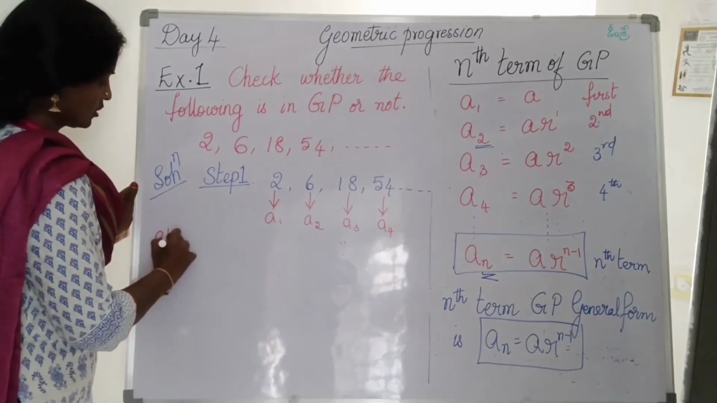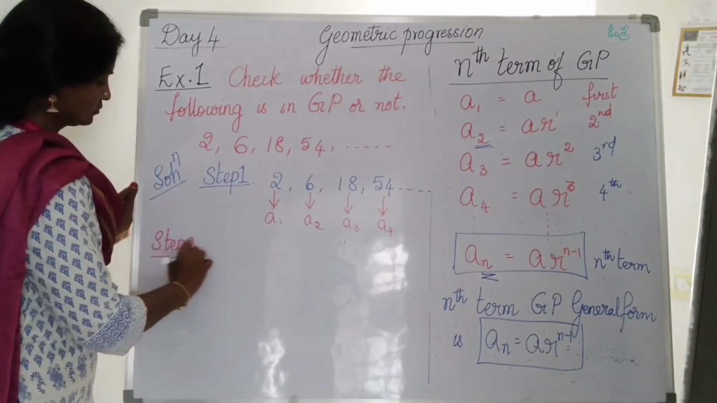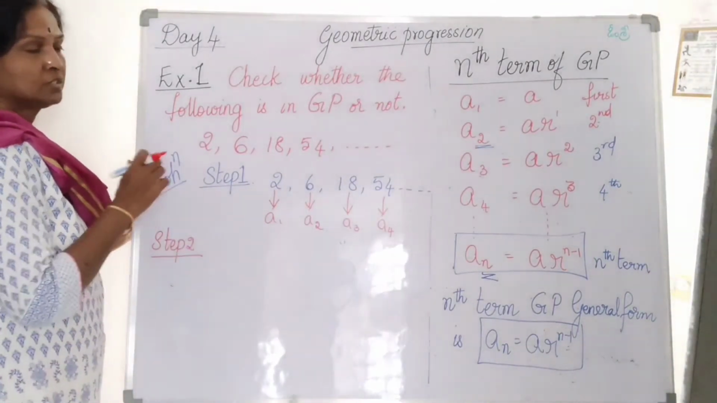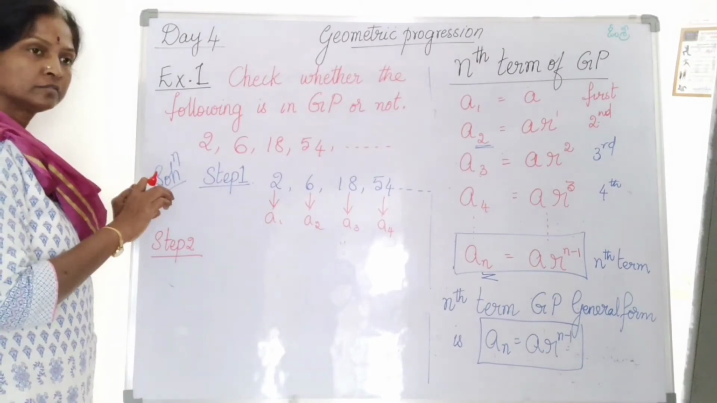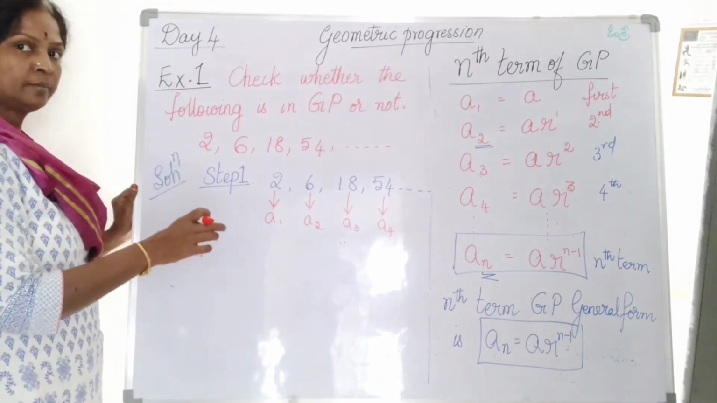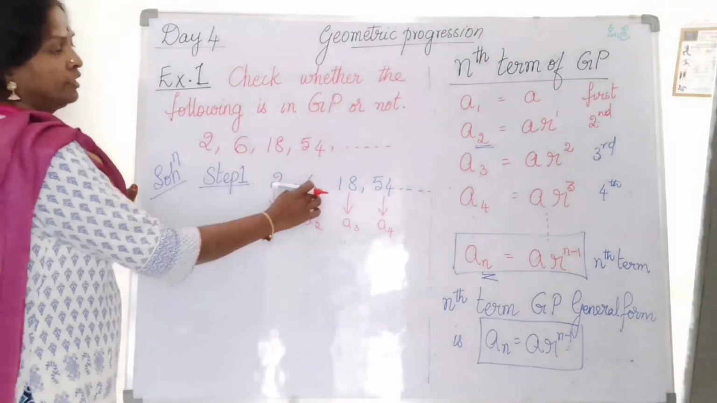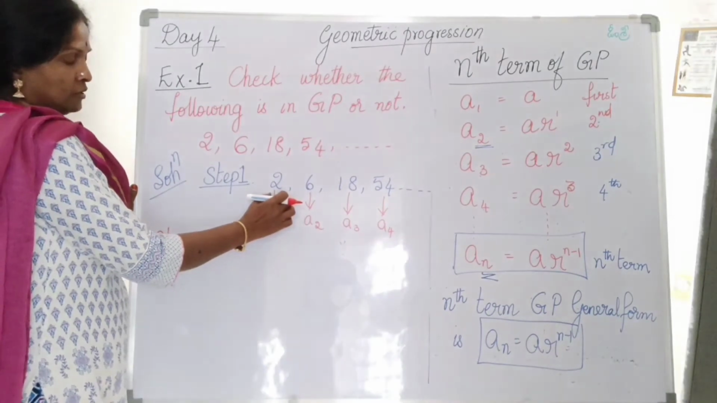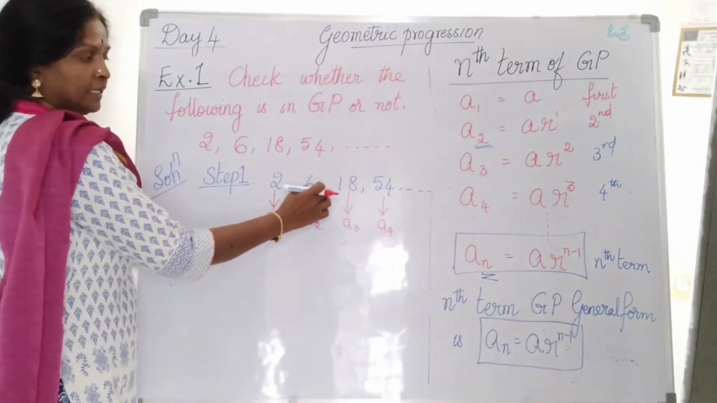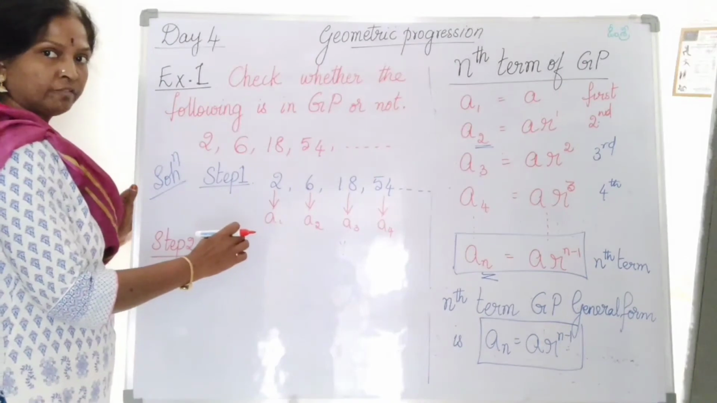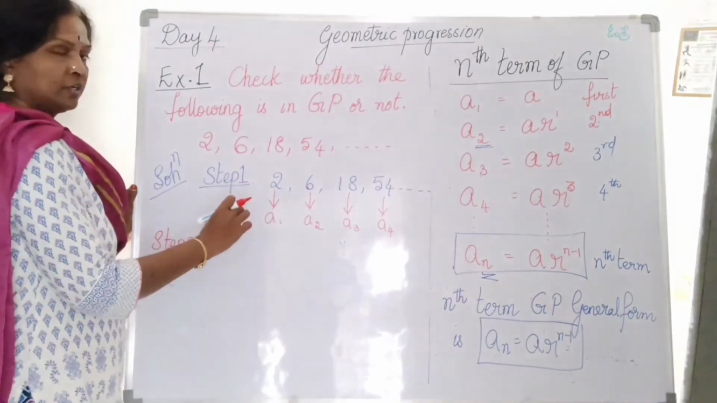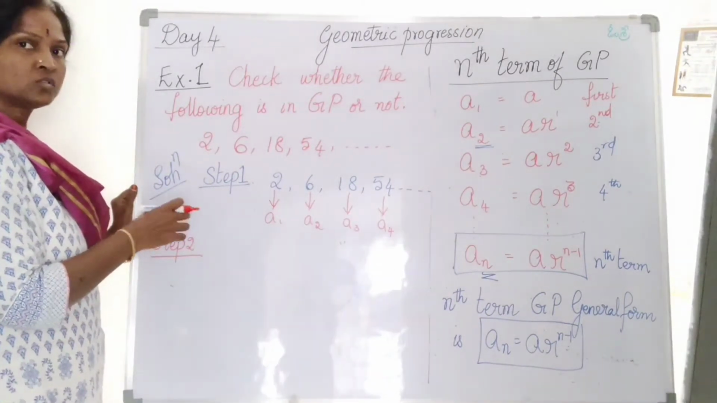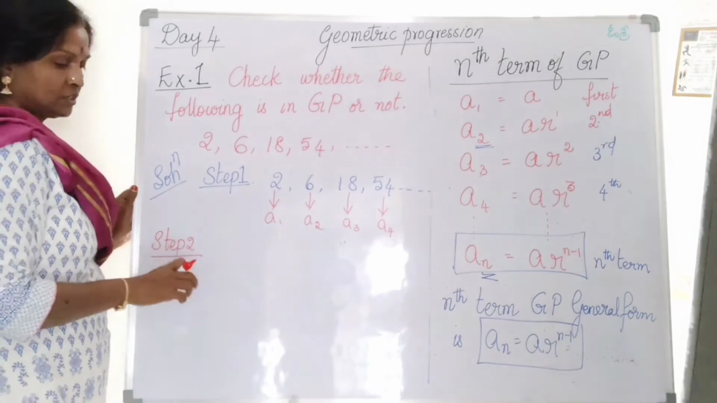Now in step 2 what you have to do? You need to find, what was the rule there? The rule for any list to be in GP is that the ratio between a term and its preceding term should be equal. So you take any term and its preceding term and find the ratio between those two, and if it is equal then the list will be in GP. Otherwise it's not in GP. That's how you have to check.